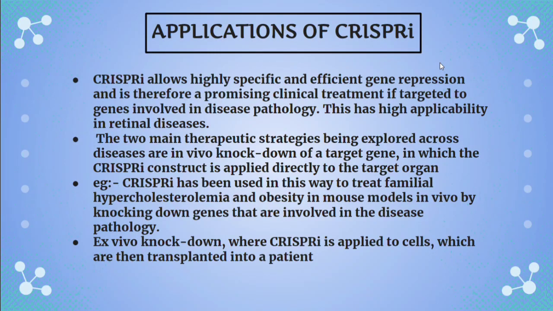So these are some applications of CRISPR interference. CRISPR interference is highly applicable in retinal diseases. It is also used for in vivo knockdown of target genes and ex vivo knockdown of target genes. In in vivo knockdown, CRISPR interference has been used to treat familial hypercholesterolemia and obesity in mouse models by knocking down genes that are involved in the disease pathology. And in ex vivo knockdown, CRISPR interference is applied to cells which are then transplanted into a patient.